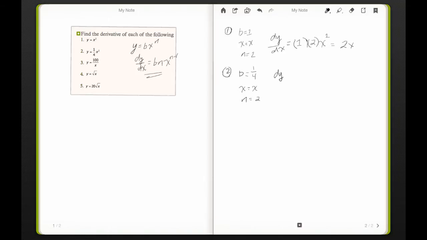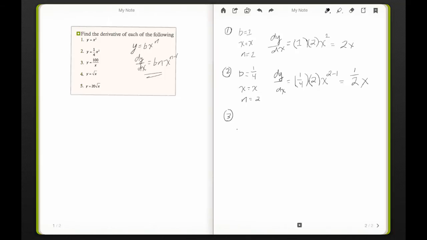So according to the rule, dy/dx is equal to the coefficient, b, times n, times the variable of interest, to the exponent n minus 1, which is 2 minus 1. When I simplify this, I get 1/2 times x. Perfect. I'm leaving off the 1 exponent here; you can keep it there, but we generally don't write that. Okay, then let's go to the third one.